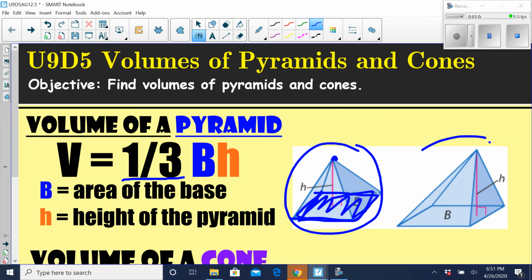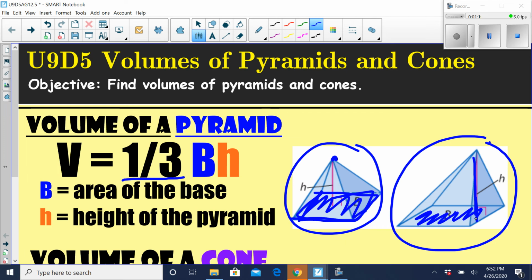This figure over here is what we call oblique, and we talked about that just a little bit last week. Oblique just means that the height isn't going to be directly over the center of the figure, but I would really calculate the volume the same way, 1/3 area of the base times the height.